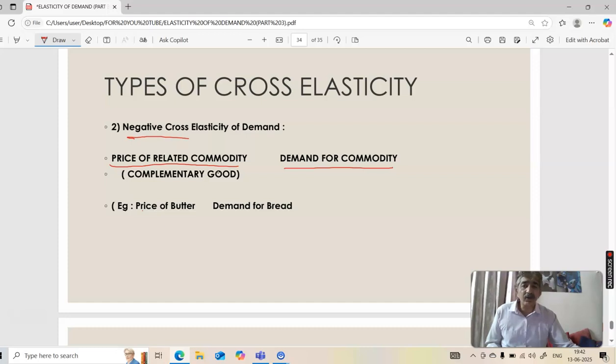Just see, price of related commodity. As the price of related commodity will rise, what will happen to the demand for the main commodity for which we are analyzing the cross elasticity? It will fall. Now this happens in the case of complementary goods. Children, complementary goods are those goods which are used together, or jointly, you can say. Example, I'll give you an example, bread and butter. If I buy a loaf of bread, I want to prepare sandwiches, so I'll have to buy butter also, jam.